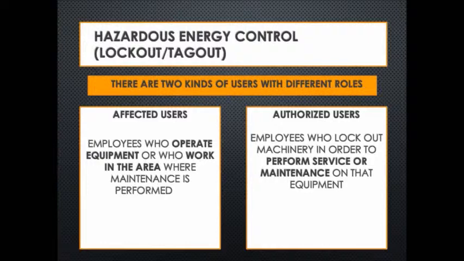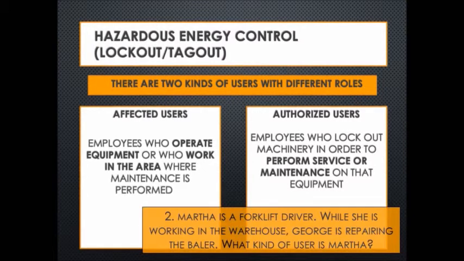When it comes to controlling hazardous energy, OSHA defines 2 kinds of users. The first and most common are affected users. These are employees who operate equipment or work in the area where maintenance is performed. For example, if a maintenance worker came to work on a lighting fixture in an area where you work, you would be an affected user. An authorized user is someone who performs service or maintenance on a machine. In our agency, this could be our maintenance technician or someone from an outside company.